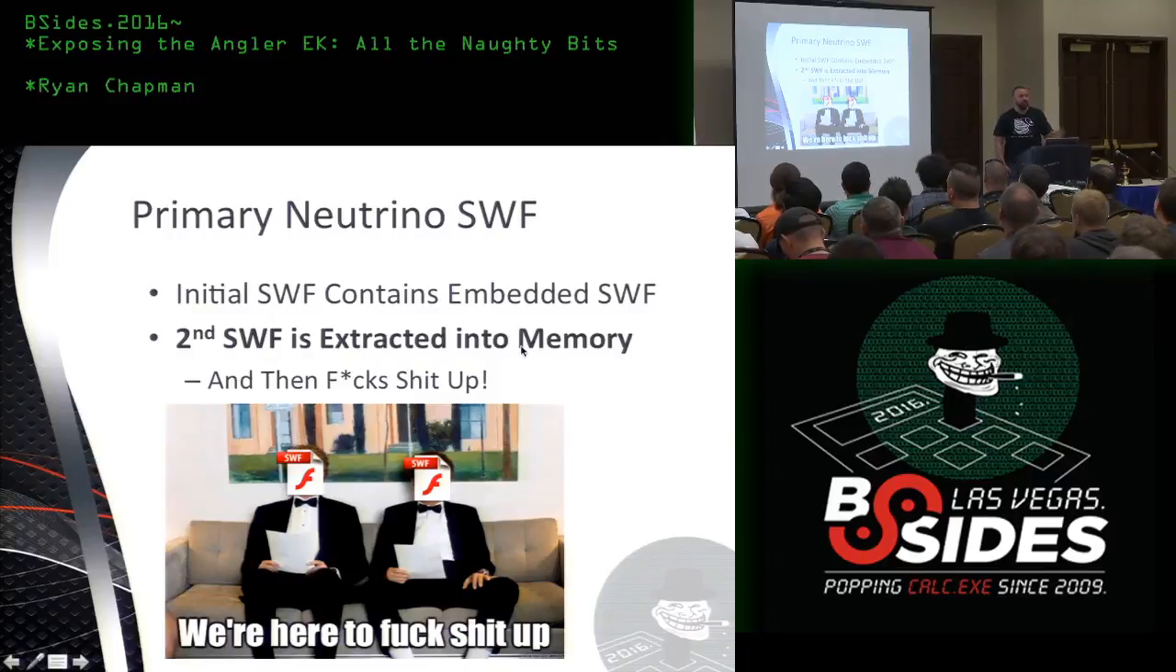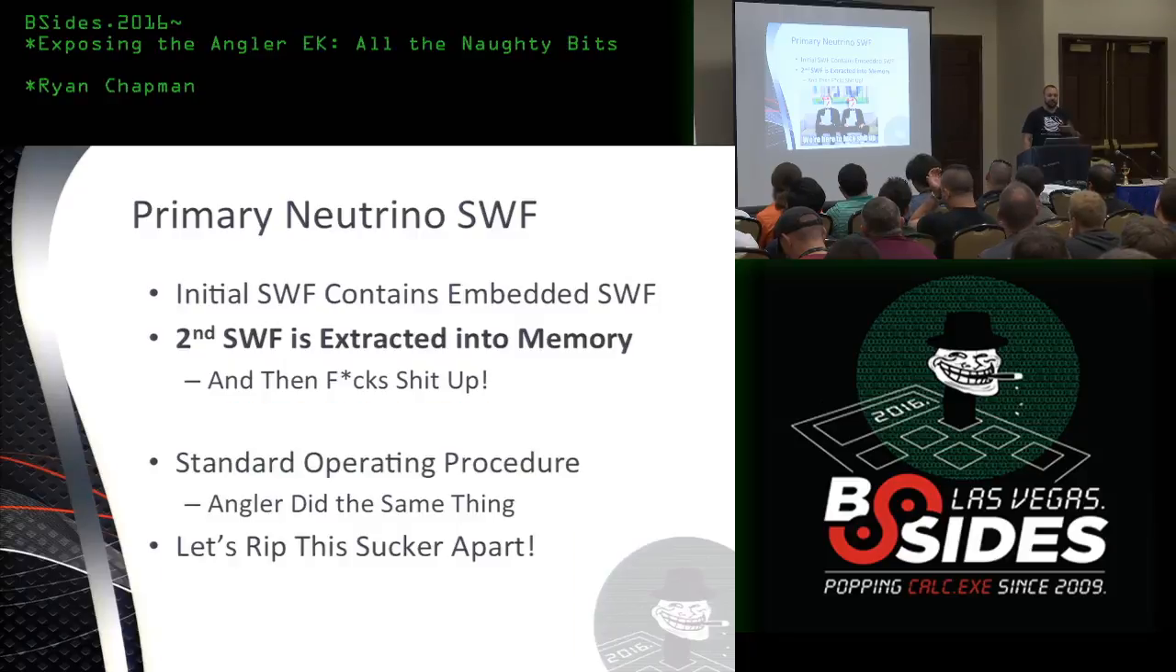All right, the one Swift file, and this is what Angler also did. The one Flash file contains within it a secondary Flash file. The secondary Flash file is actually pulled into memory and then executed. So when you're doing analysis, you're really trying to pull out the secondary file, which is what we're going to do.